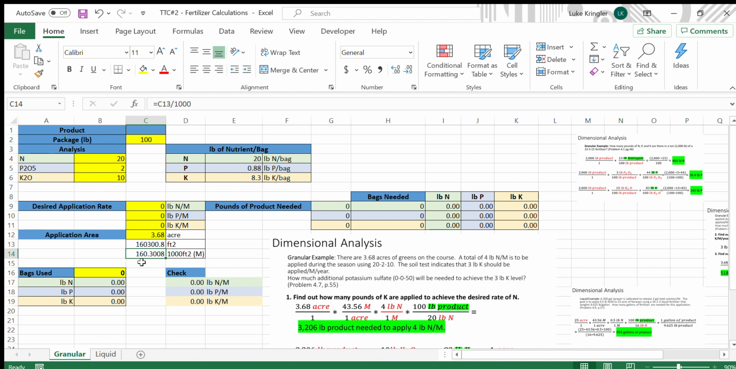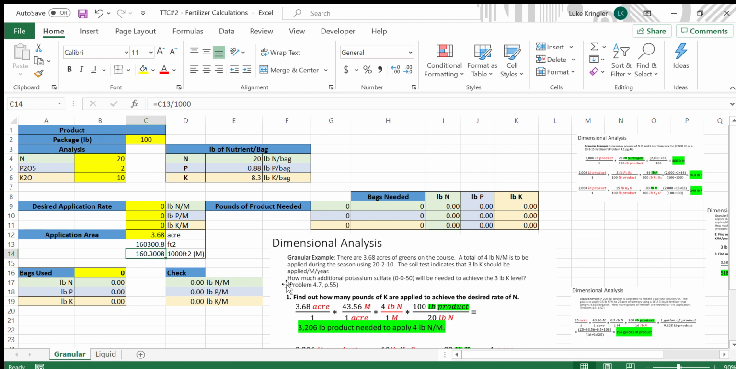And the way I have it set up, we already have conversion, so 3.68 acres is approximately 160,000 feet squared. That's what's given in the book. So you see there's a little bit of difference here from rounding and whatnot. So our answer is going to be slightly different than the answer in the textbook, but it's close enough to know that we're on the right track, okay?